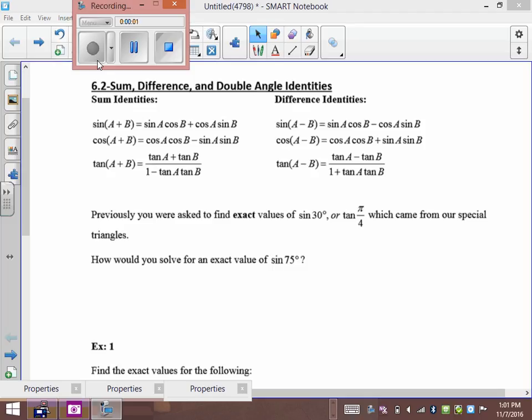Difference in double angle identities today. Previously, you were asked to find exact values of sine 30 and tan pi over 4, and you came up with special triangles, or we did the unit circle and you could just pull the values off, right?